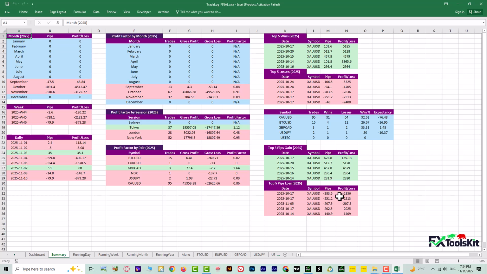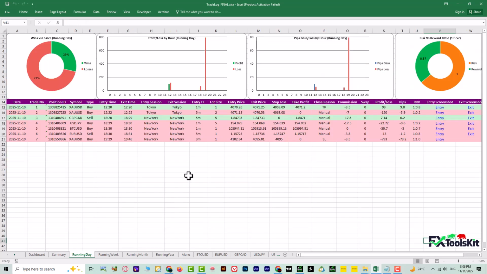Now, let's move to the running day sheet. In the running day sheet, all the information is shown based on your running day trade. In the win versus losses pie chart, it will show the running day trade win and loss percentage. In the profit loss by hour bar chart, it will show in a running day which hour you take the trade and how much you profit or loss.